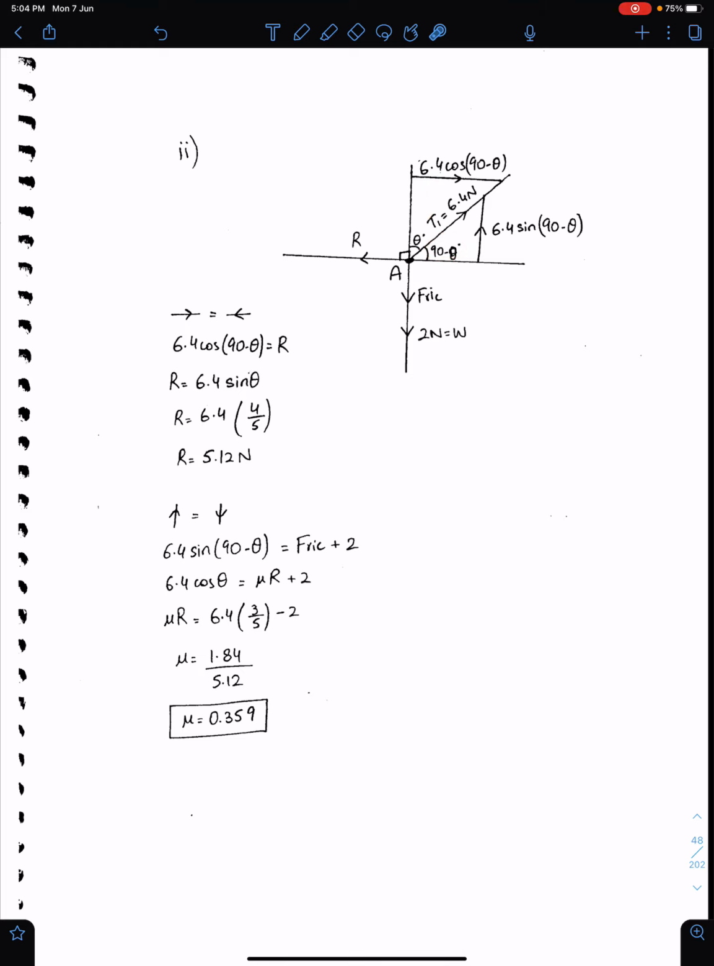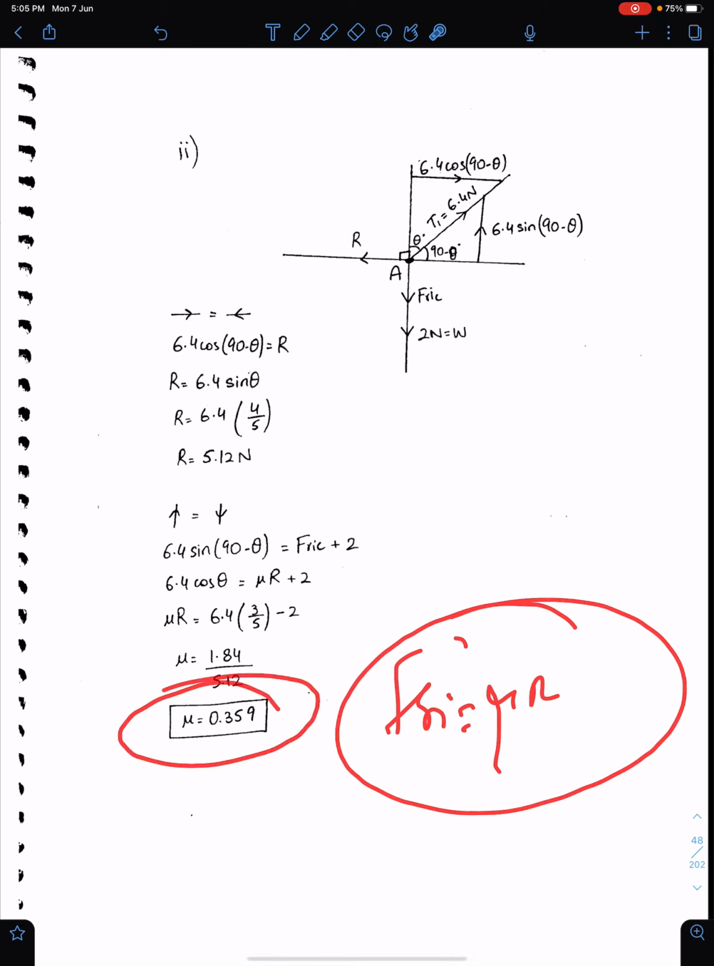You can directly resolve this, or you can use 90 minus theta. This is your choice. If you resolve this directly, then you just need to write 6.4 sine theta, and this is 6.4 cos theta. It's your choice. Now you just need to equate the forces. R is equal to this, and this is equal to the sum of these two, and get the value of R and F, and use this formula: friction is equal to mu R. For mu, this is the answer.